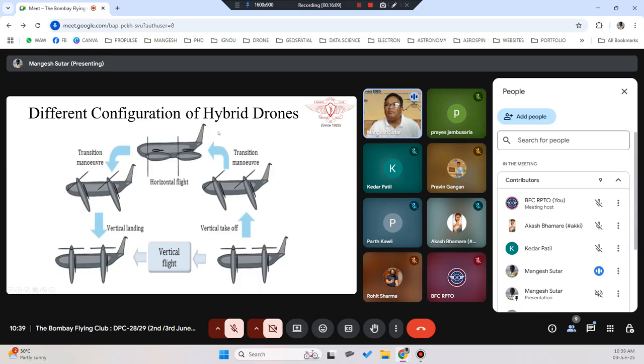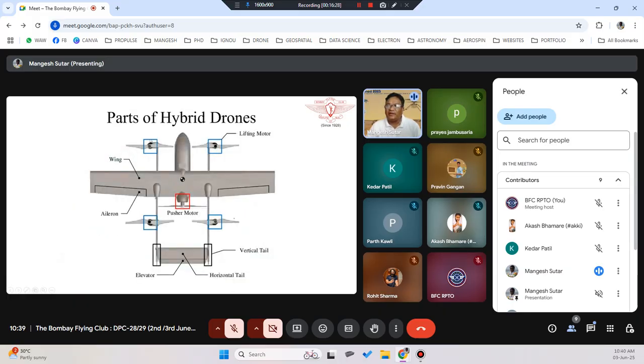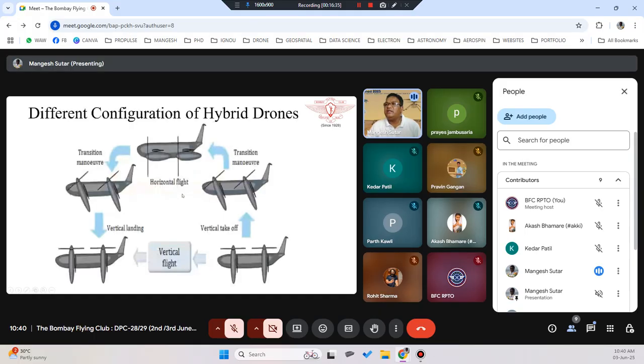Once it has completed its mission or activity, again a transition maneuver will happen. The angle of the motors will change and become vertical, and then it does the vertical landing. So that's how the configuration of these hybrid drones works. Some have fixed wings and fixed motors also, like we saw in the earlier example. Here we have separate motors for takeoff and landing, and a separate motor for horizontal flight. In this case, the same motors are used for both functions, for vertical takeoff and for horizontal flight.